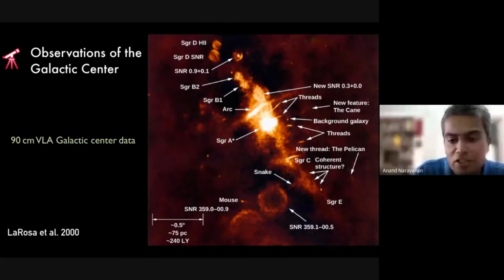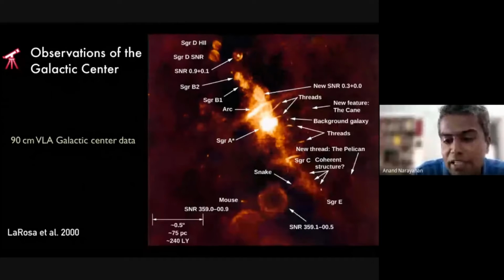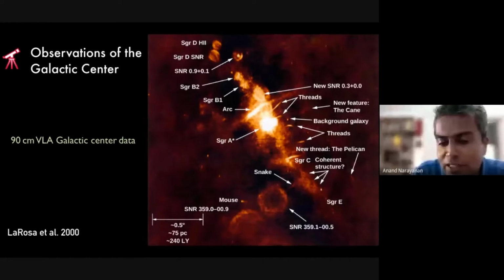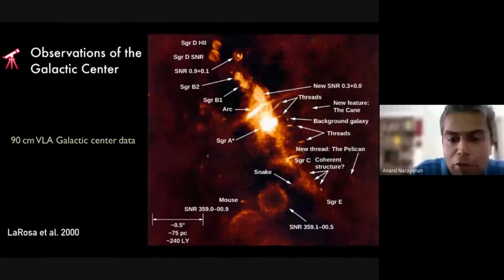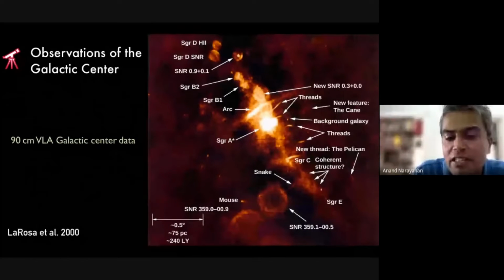There's a whole lot of things there. I don't want to go into the details of everything and bore you with it, but what you are seeing marked as SNR are supernova remnants, which means they are stars which exploded long back. But of particular interest is this bright object over here. You can see it marked as Sagittarius A star. Sagittarius is abbreviated as SGR here.